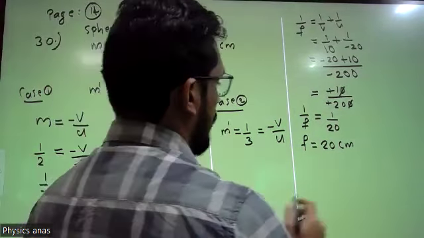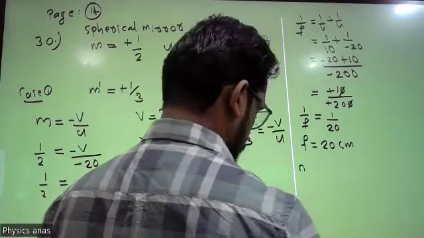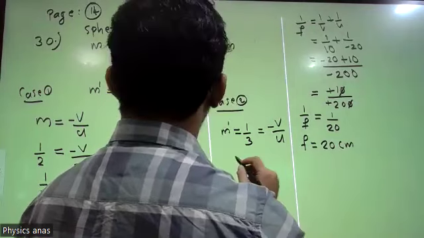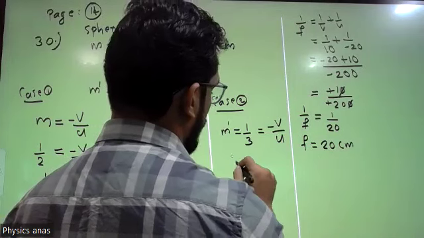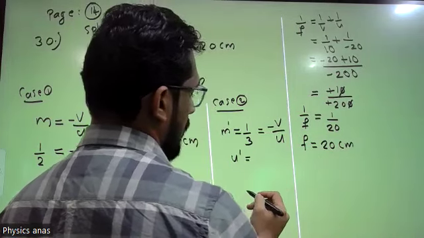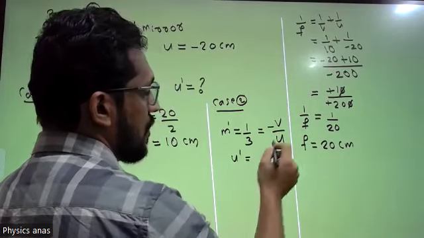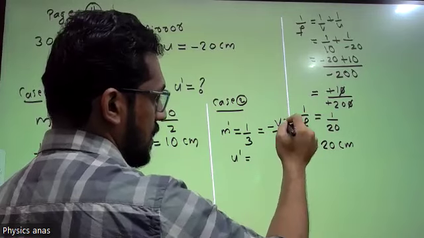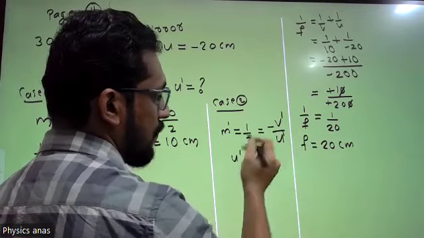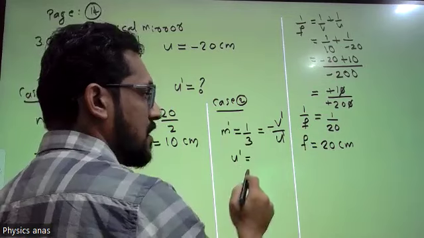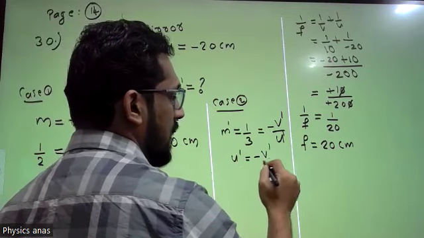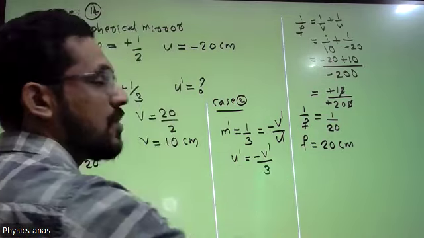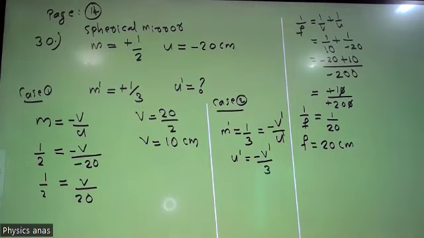You have f now, and the magnification also is here. And you have to find u dash, the value of u dash. What will be the value of u dash? How can you find u dash? This is u dash and then v dash. Just take u dash here, and minus v dash by 3 will be u dash. Minus v dash divided by 3 will be u dash, right?